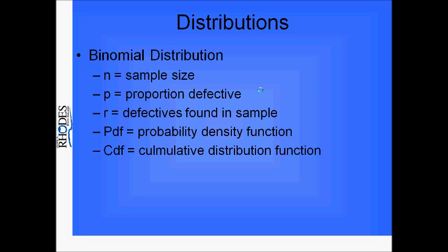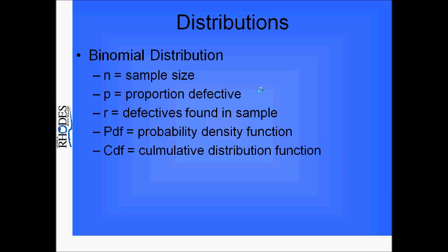Okay, so for the binomial distribution, there are different inputs, and we're going to use the calculator. This can also be done in Excel, but I'm going to mainly focus on the calculator. I'll try to note when Excel can be used just as easily. The first thing that we need for the binomial distribution is a sample size. We need to know P, which is proportion defective. We need to know how many defectives are in the sample, which is denoted as R.